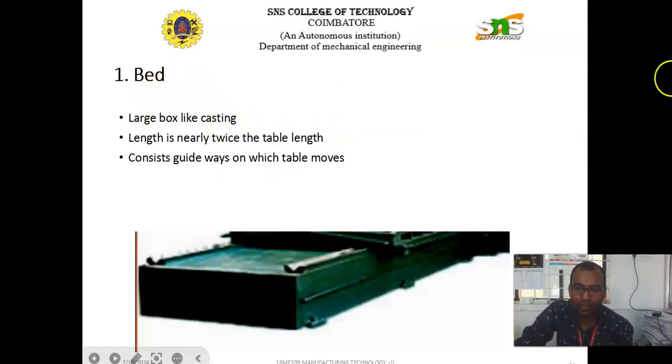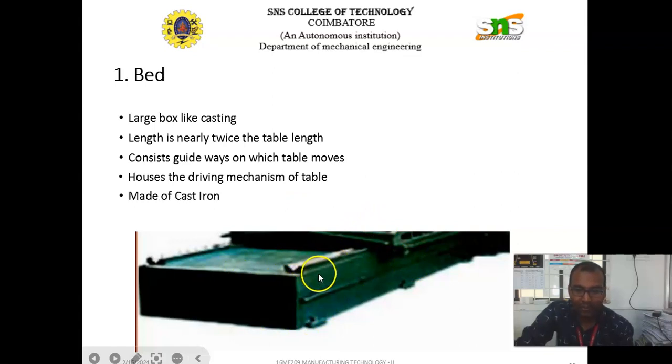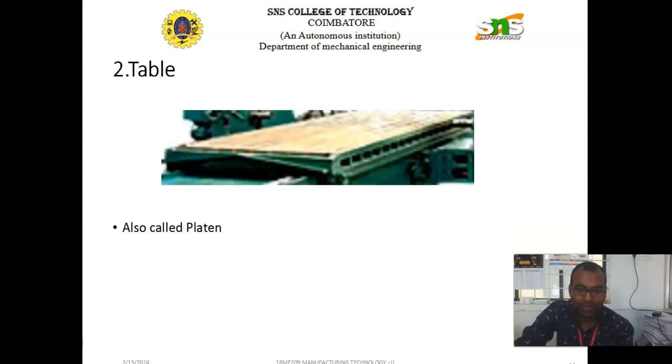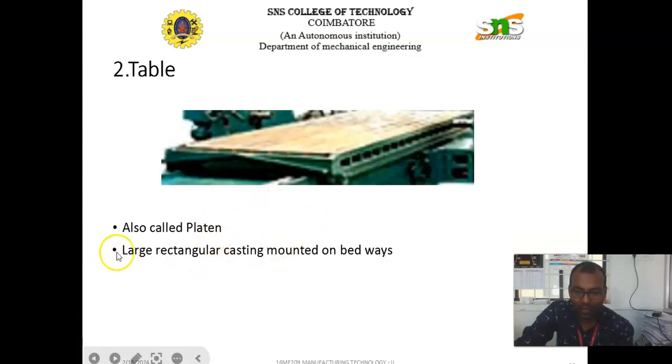It is a large box-like casting. Its length is nearly twice that of the table length, and it consists of guideways on which the table moves in a to-and-fro direction. It also houses the driving mechanism of the table, and it is made of cast iron. The next major part is the table. It is also known as the platen.